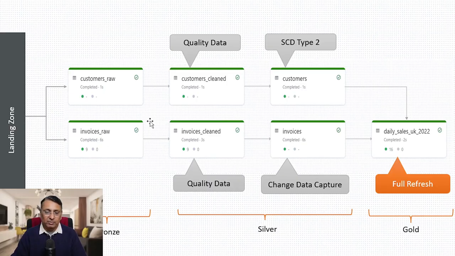We implemented the bronze layer, we implemented the silver layer, and we haven't written more than 50 lines yet. The last step is to create this gold layer table, and we want this table to refresh itself fully. So full refresh means what?